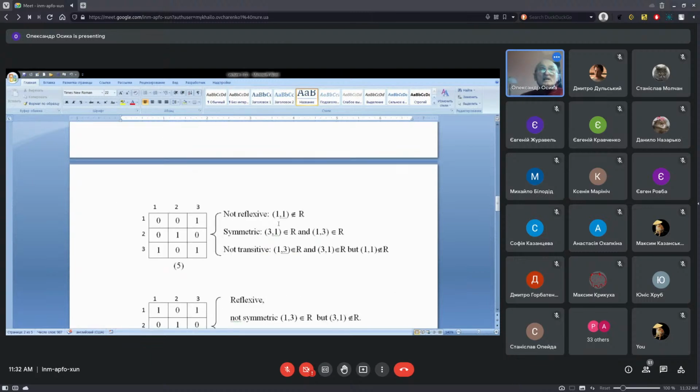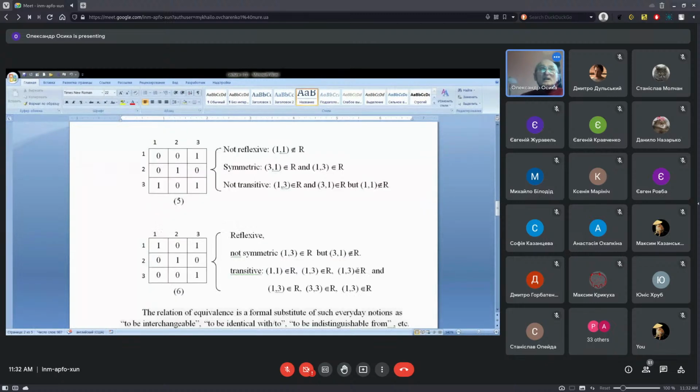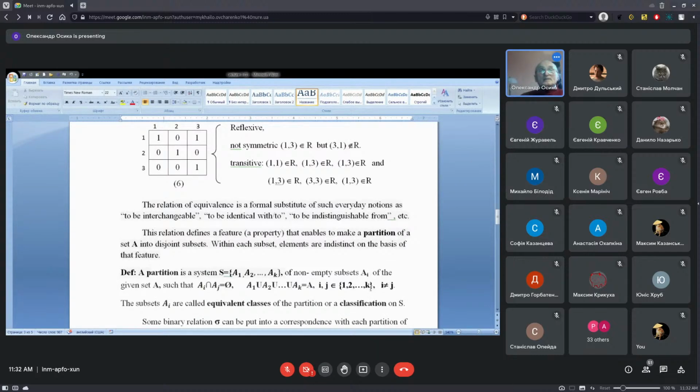Same here, it is not reflexive and not transitive. And here, reflexive and transitive, but not symmetric. Why? Unity here, 1, 3 here, but no 3, 1 here. Okay.